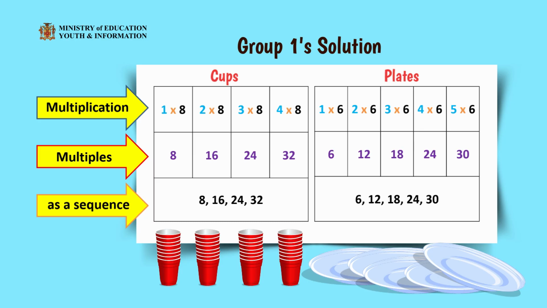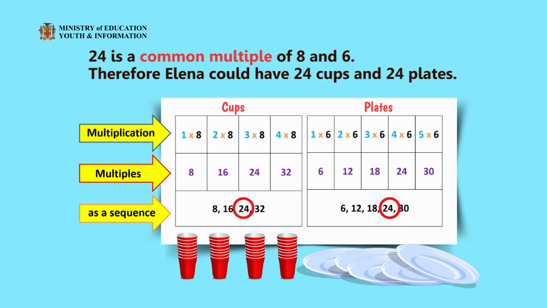Very good. Yes, boys and girls, you are paying keen attention. We need to identify the numbers that are common multiples of both 8 and 6. And what numbers are these? Very good. 24 is a common multiple of 8 and 6. Therefore, Elena could have 24 cups and 24 plates.